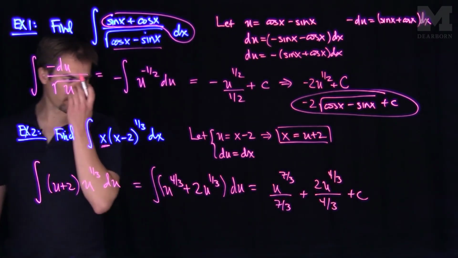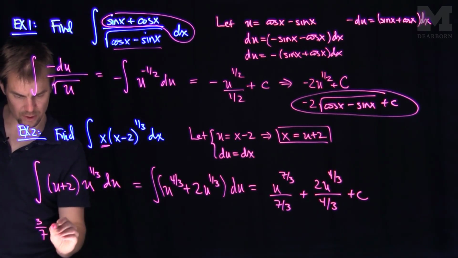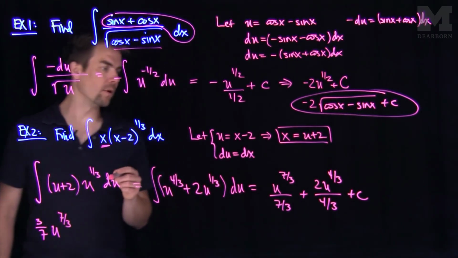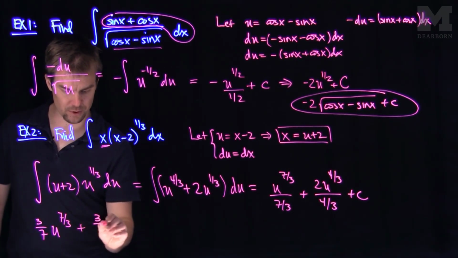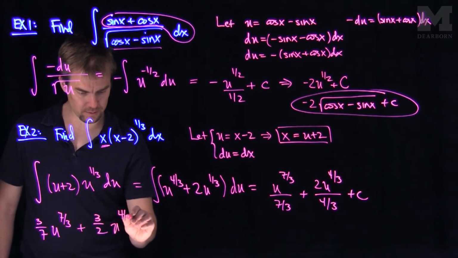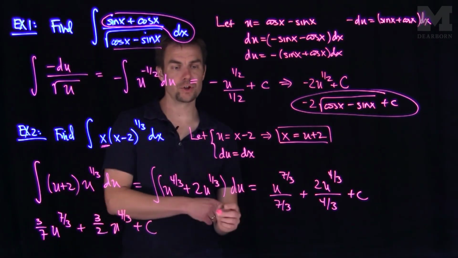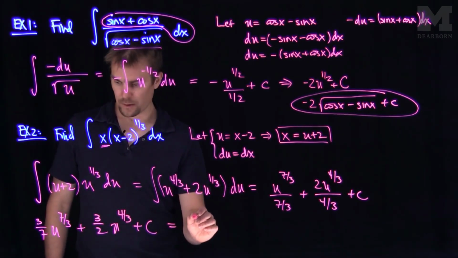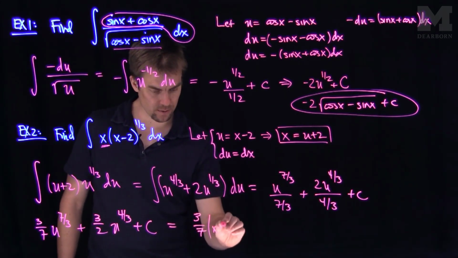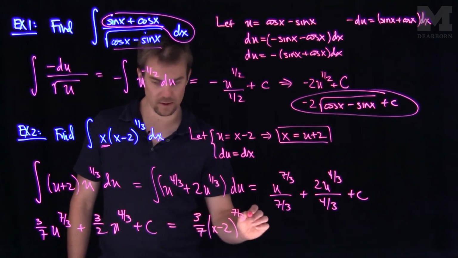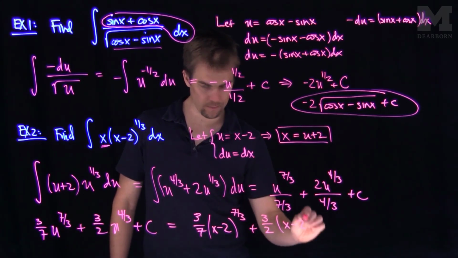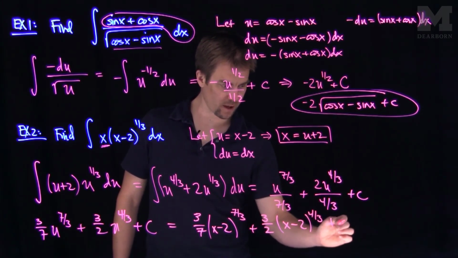Now we can simplify this a little bit. This is going to be 3 over 7 u to the 7 over 3. And then we're going to have a 6 over 4, and 6 over 4 is the same as 3 over 2, so plus 3 over 2 u to the 4/3 plus c. And the last step is to replace u with what it is. So this will be equal to 3 over 7 times x minus 2 to the 7/3, plus 3/2 times x minus 2 to the power 4/3 plus c.